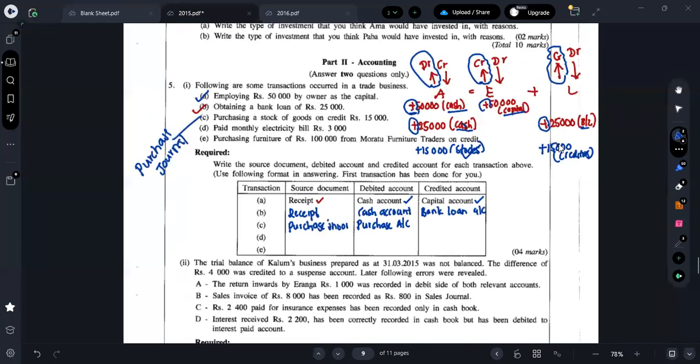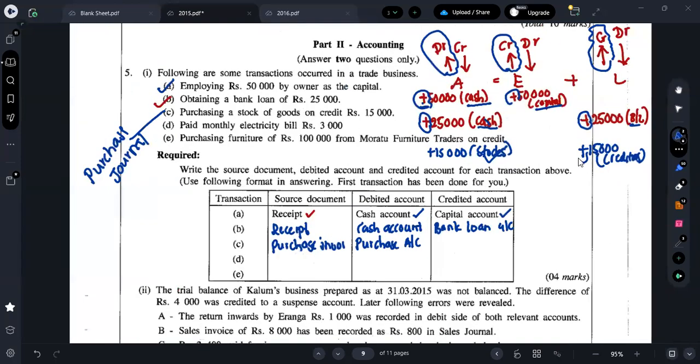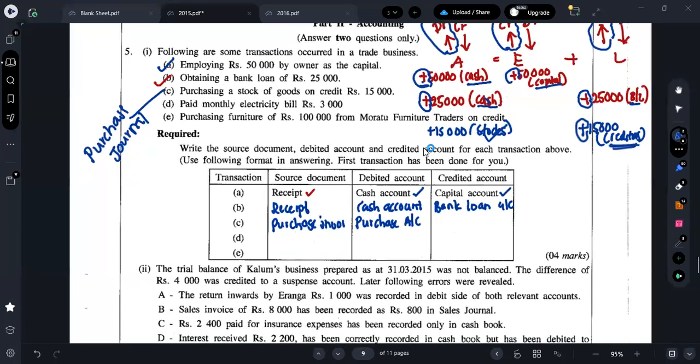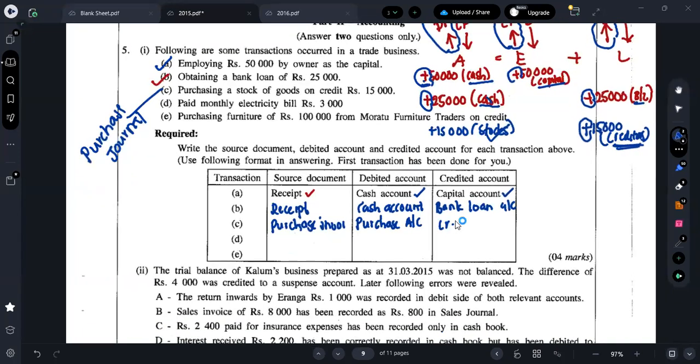Now see what is happening to liability. Liability is increasing, right? Therefore, liability should be credited. We should credit in whose account? Creditors account.